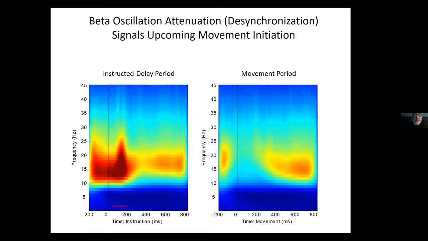If you look at the spectrograms, you also see the same thing. On the left, you have the instructed delay period. Zero is when the instruction comes on. You see prominent beta oscillation power, which then attenuates prior to movement initiation on the right panel. And then when the movement ends, the beta oscillations reemerge.